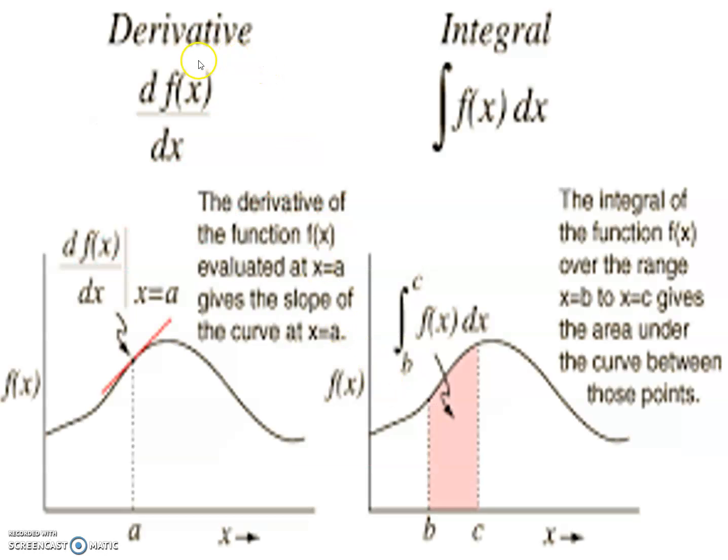Our chapter is very interesting, that is integration, chapter number 4. Last lecture we discussed the derivative and application of derivative. Derivative symbol is d/dx of f(x). Integral symbol looks like this: ∫f(x) dx. The derivative of the function f(x), evaluated at x equal to a, gives the slope of the curve at x equal to a. The integral of the function over the range x equal to b to x equal to c gives the area under the curve between those points. Integration value gives the area and the derivative gives the slope of the function.